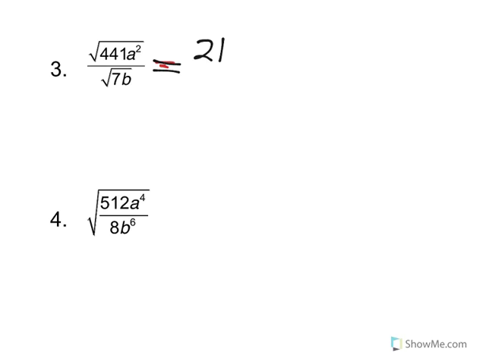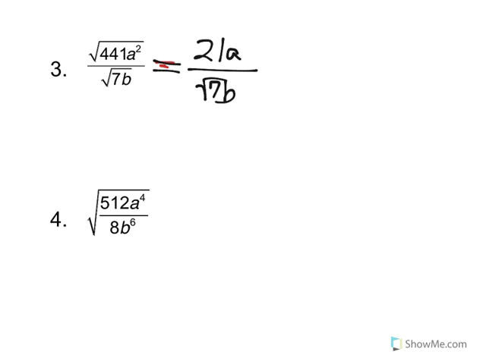Then I would have the square root of a squared. Remember that a squared, since it's even, it means I'll be able to take all of it out, so I just divide the exponent by 2, so that means I'm just going to have an a. And then the bottom, I can't do anything about it. It's as simplified as it gets. 7 doesn't simplify b's alone, so it just stays underneath by itself.